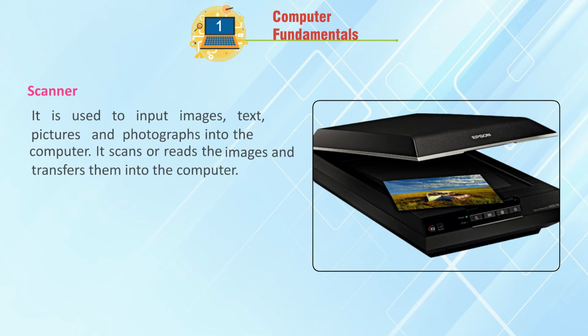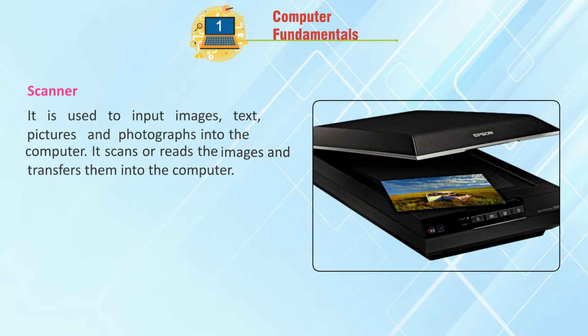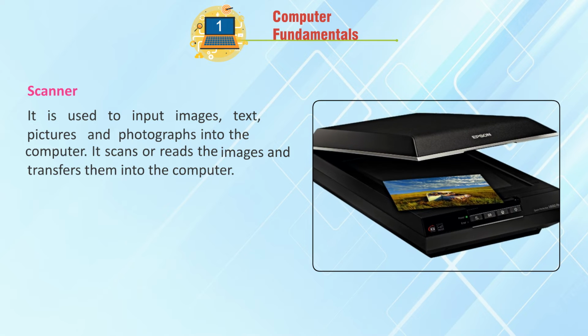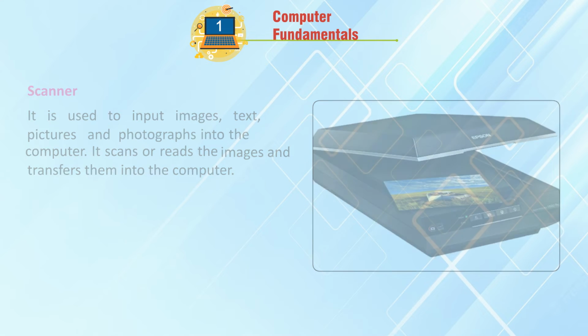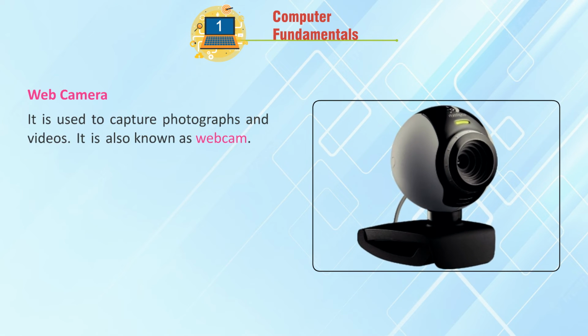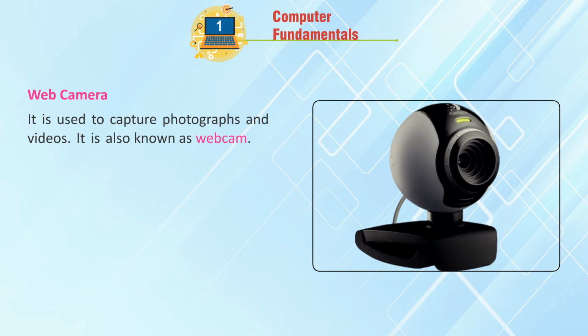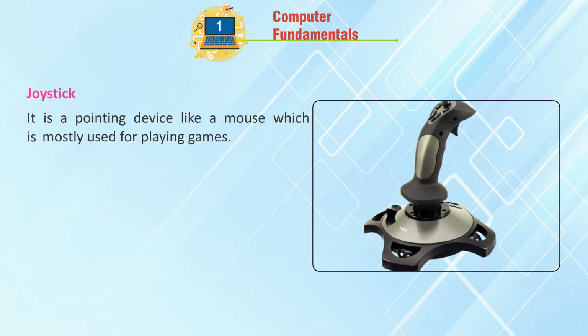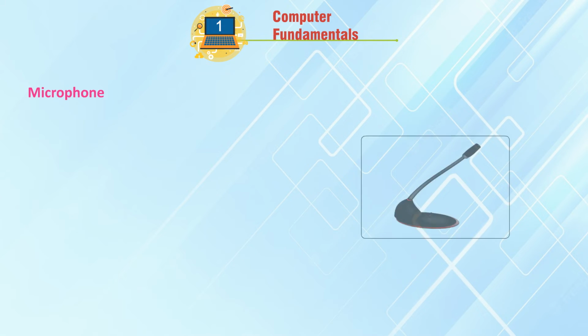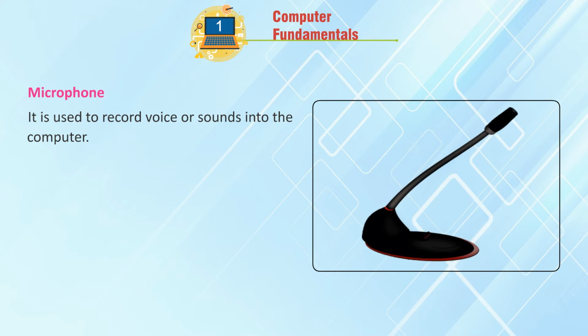Scanner. It is used to input images, text, pictures, and photographs into the computer. It scans or reads the images and transfers them into the computer. Web camera. It is used to capture photographs and videos. It is also known as webcam. Joystick. It is a pointing device like a mouse which is mostly used for playing games. Microphone. It is used to record voice or sounds into the computer.